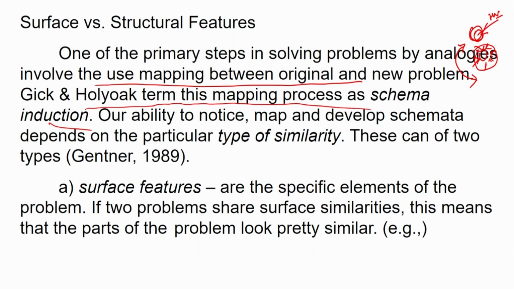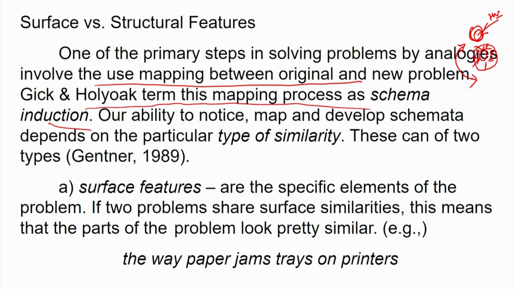So, we look at two types of similarities. One is called surface feature similarity. In surface feature similarities, specific elements of the problems are mapped. If two problems share specific surface features, we believe that they are the same, and then we go ahead and map the problems together.